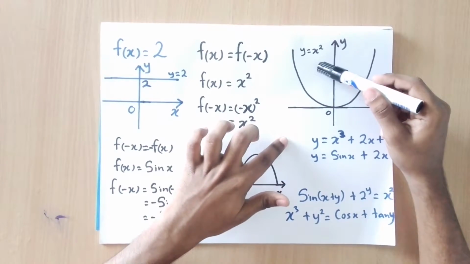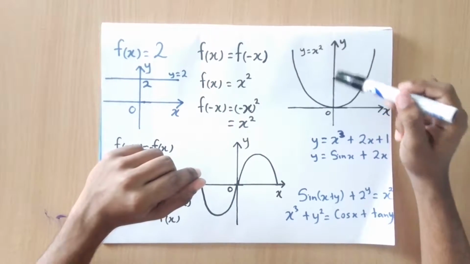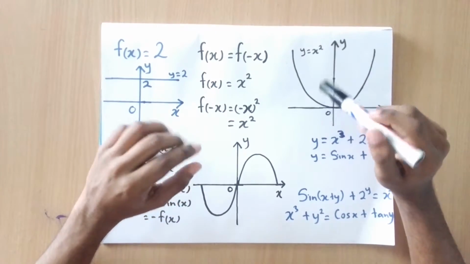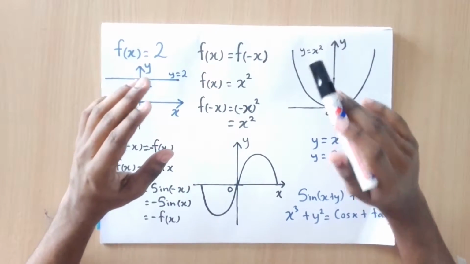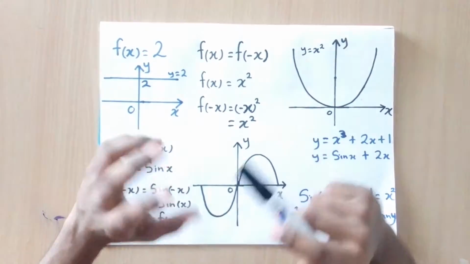If we look at the graph of this function, you may notice that it is symmetrical about the y-axis. Remember, all even functions are symmetrical about the y-axis.